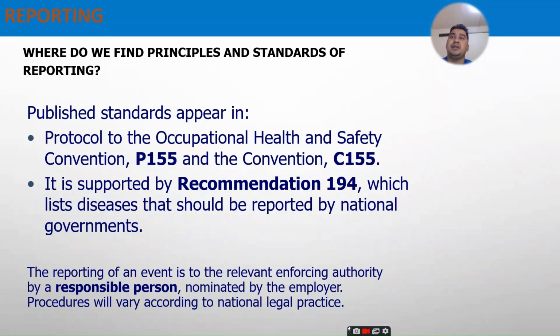Where do we find principles and standards of reporting? Published standards appear in the Protocol to the Occupational Health and Safety Convention, P155, and the Convention 155, C155. It is supported by Recommendation 194, which lists diseases that should be reported by national governments. These are the requirements regarding reporting. The reporting of an event is to the relevant enforcing authority by a responsible person nominated by the employer. Procedure will vary according to national legal practice.